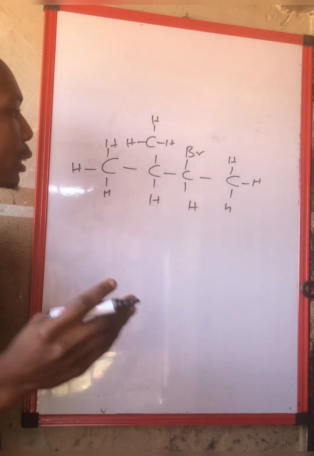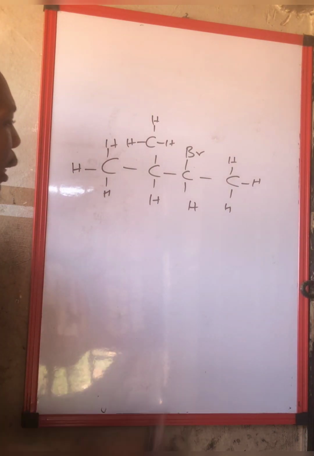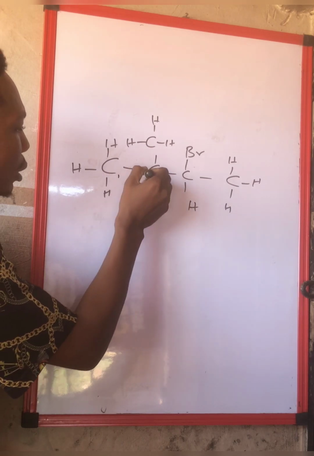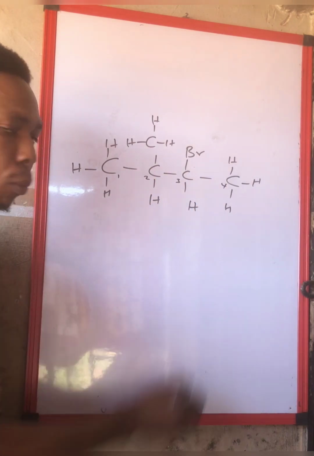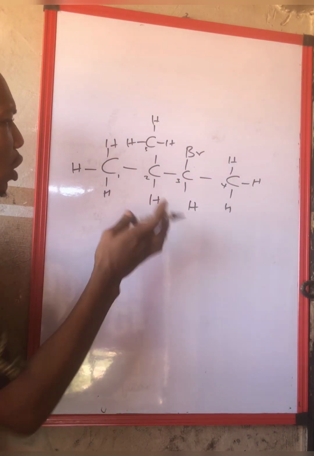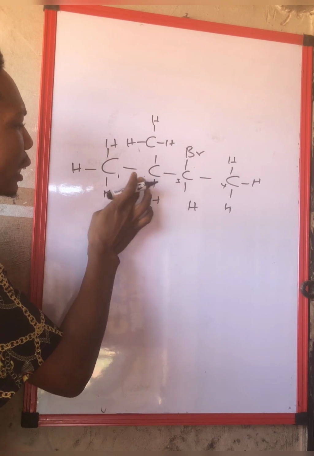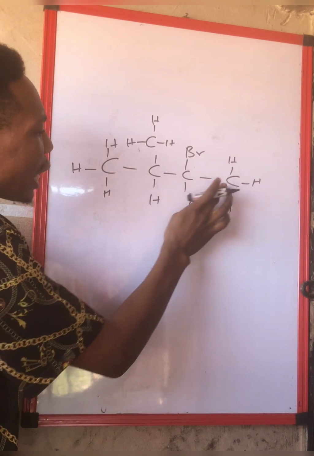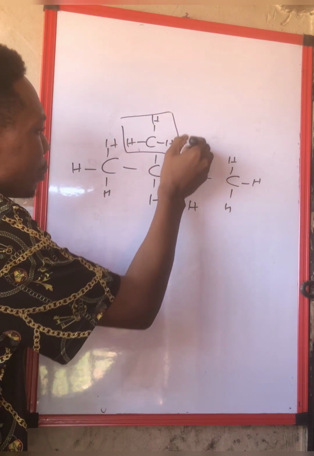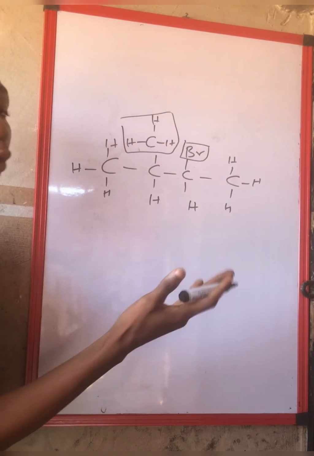All right, now look at this. If you observe the longest carbon chain, I'll start 1, 2, 3, 4. So I can also count like this, 1, 2, 3. So the longest carbon chain is how many? Is 4. And another thing that you should observe: this is my methyl, and this is my what, bromo. Both of them are substituents.